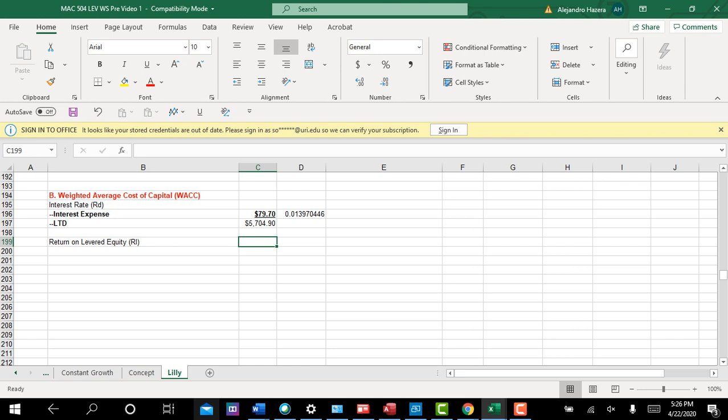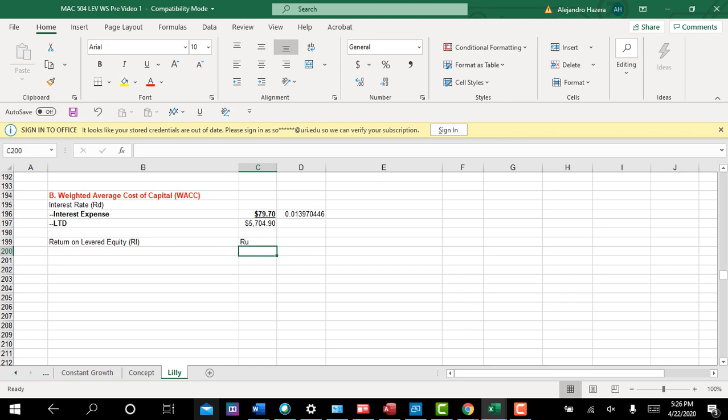I'm going to list the variables going down, and then I'll give you the equation. The first number that goes into the return on levered equity is the return on unlevered equity, which is up above. We'll do that in a second. I was writing down the line items for this particular equation.